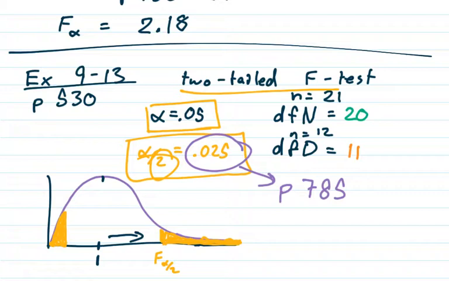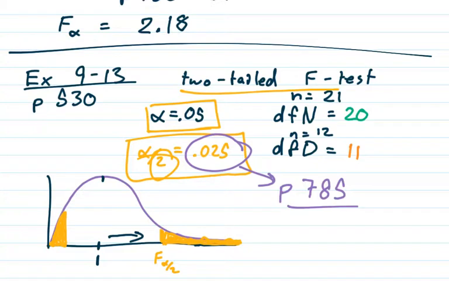The fact that we are going to be using alpha over 2 equals 0.025 makes us look on page 785, where alpha equals 0.025. Then, what do we have to do? DFN is equal to 20, so we have to be looking in column 20. Thankfully, there is exactly a column for 20 degrees of freedom, precise. And then DFD is equal to 11, so we're going to be just looking at where row 11 and column 20 intersect on the page corresponding to alpha equals 0.025.